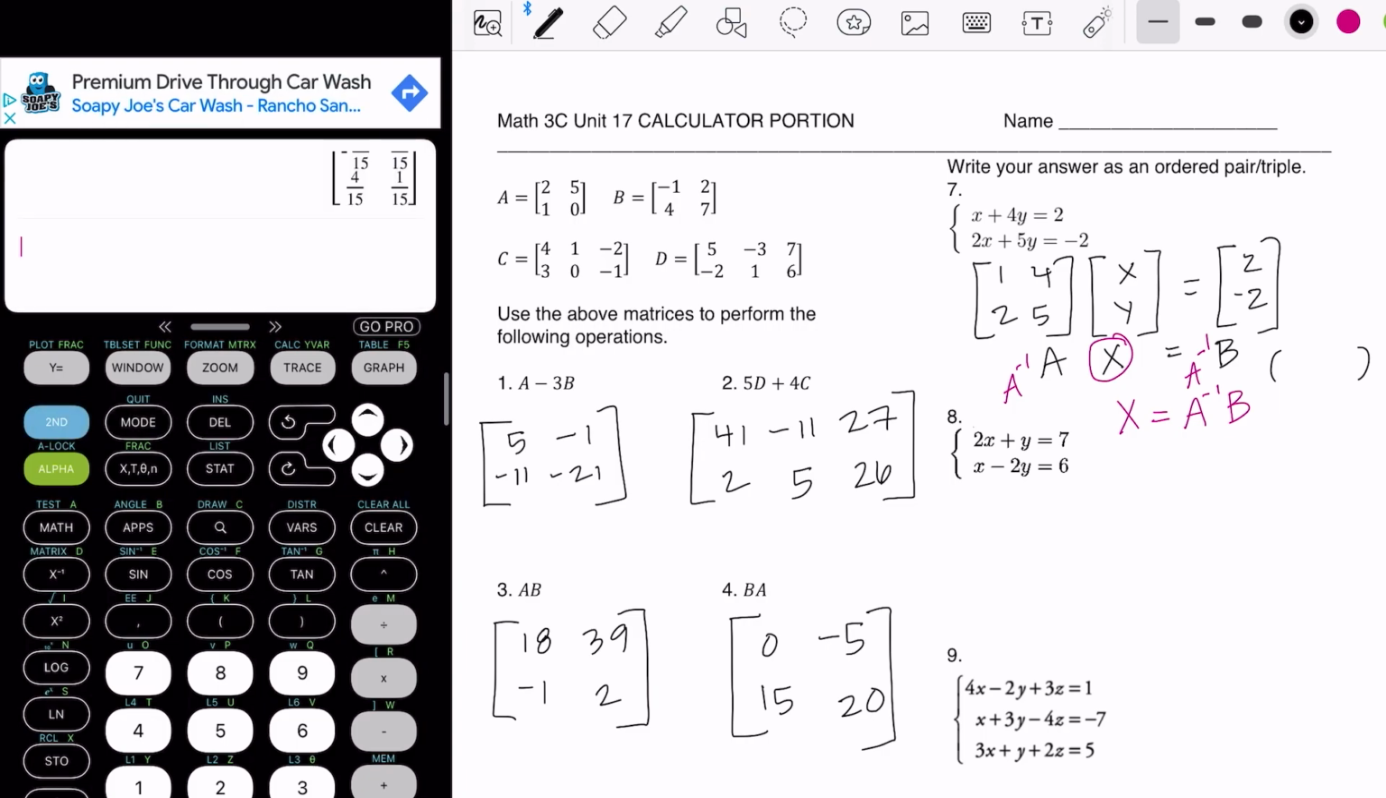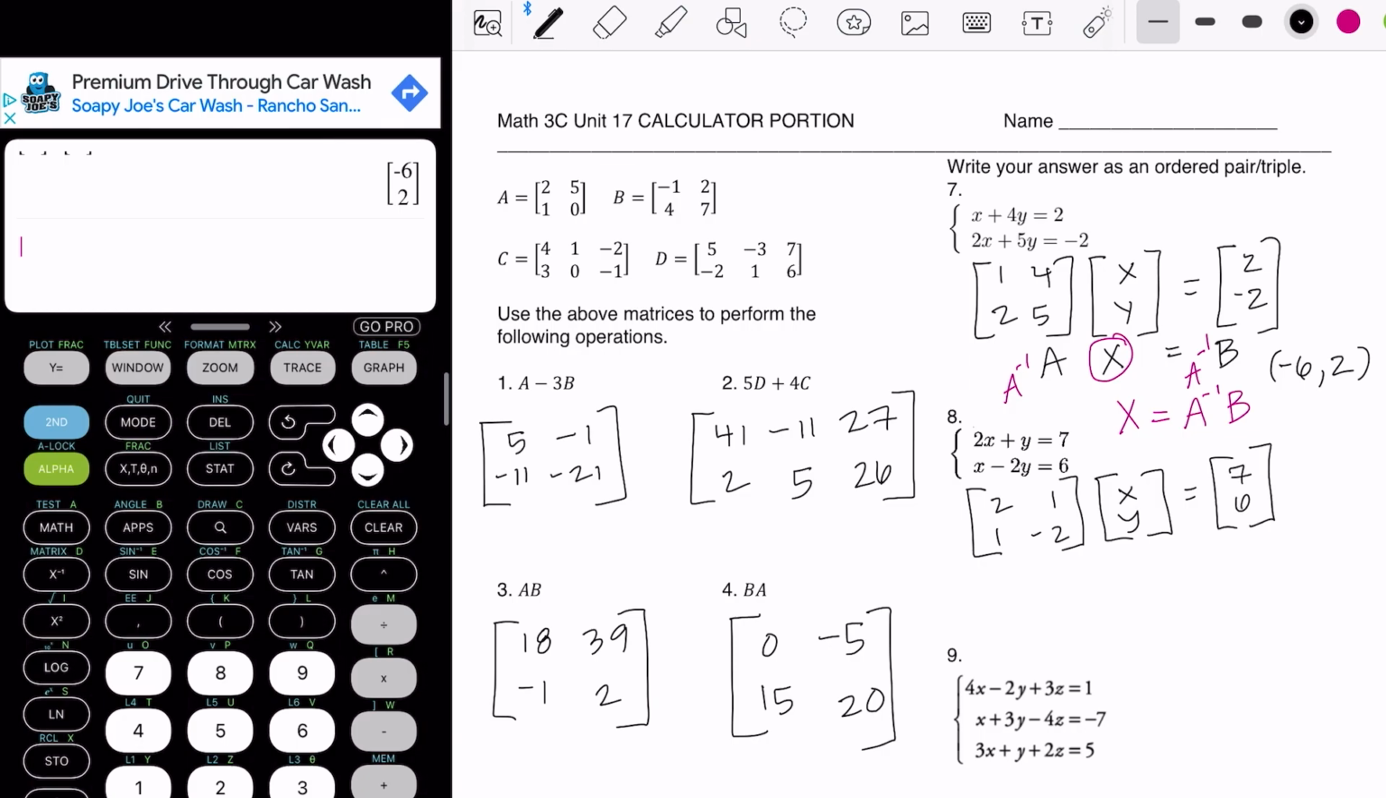Go back to the home screen. And then matrix A. And then that inverse button, which is right below the math button. And then matrix B. And that'll do all that hard work for us, and we get -6, 2. The first number is x, the second number is y. So again, just make sure that you're setting up your matrix equation. So that looks like this.